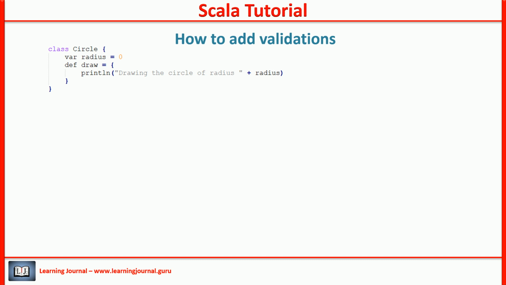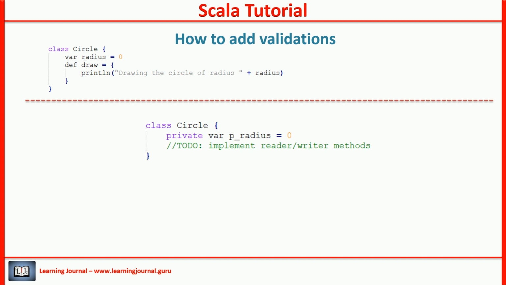Well, you have to go back to the Java style. Create a private variable to hold the radius. Then implement your custom reader and writer methods. That's how we do it in Java, right? Let's look at the code.